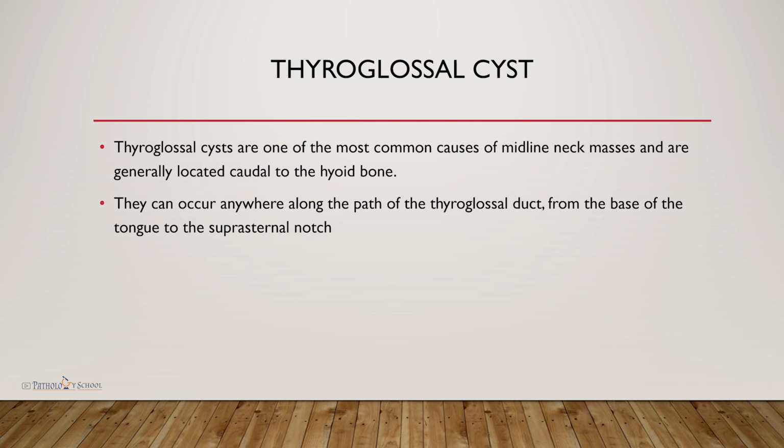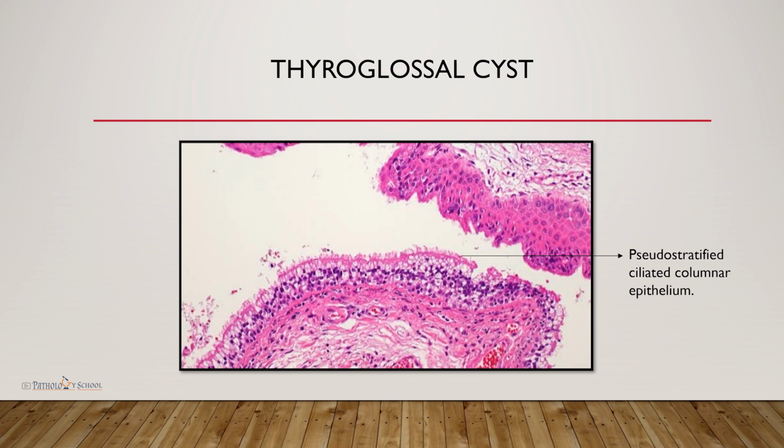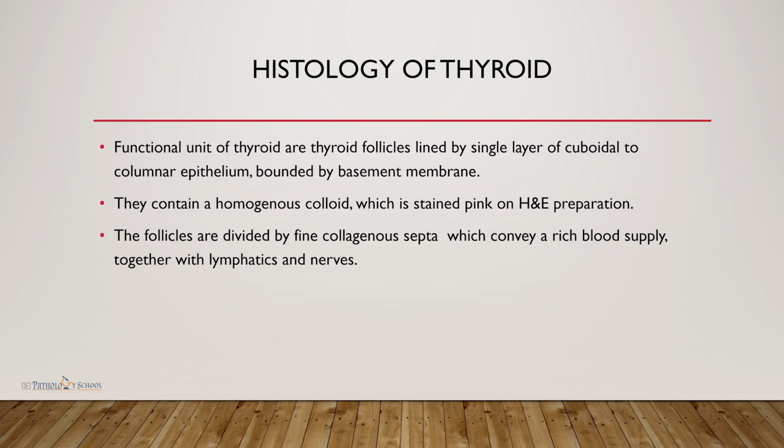Thyroglossal cysts are one of the most common causes of midline neck masses and are generally located caudal to the hyoid bone. They can occur anywhere along the path of the thyroglossal duct, from the base of the tongue to the suprasternal notch. This is a microphotograph showing a thyroglossal cyst lined by pseudostratified ciliated columnar epithelium.